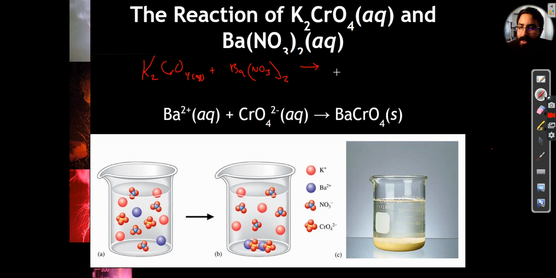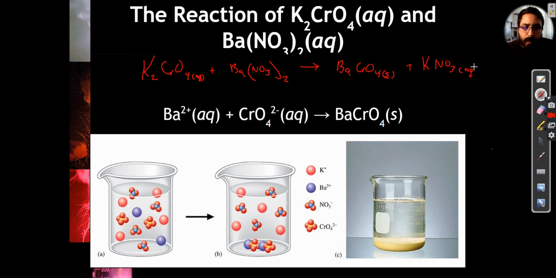All right, so let's take a look at what products were made. Barium chromate. Chromate has a charge of -2. Barium has a charge of +2. So it balances out. And this one's a solid. And then over here we have potassium nitrate.